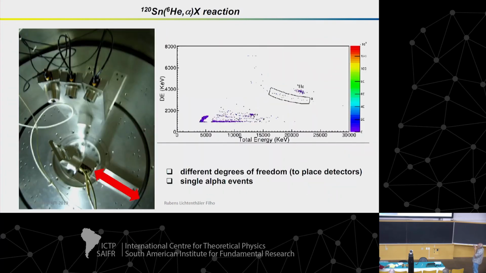This is another reaction that we performed also in the last scattering chamber, which is using a helium-6 beam on a heavy target, a 120 tin target. And this is the delta E spectrum. And you see here, this spot is the helium-6 elastically scattered in the target. And below this helium-6, there is an alpha particle, a helium-4 strip, which are particles that are produced in this collision by some kind of reaction mechanism that we will discuss further.